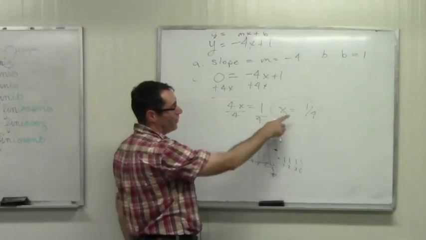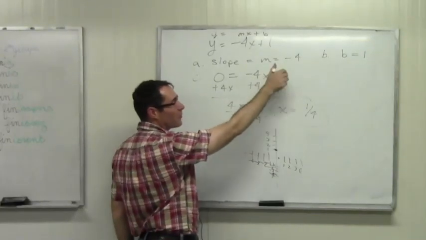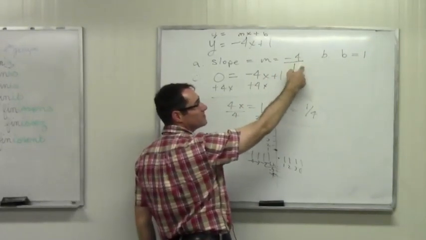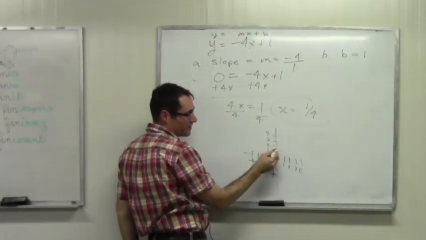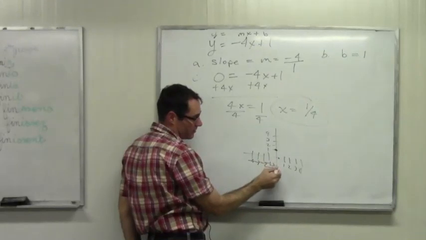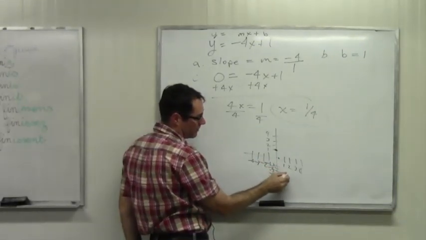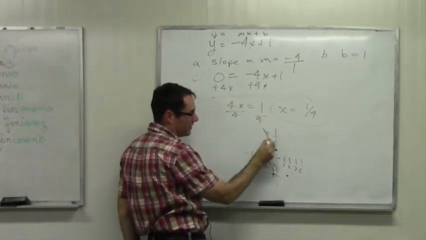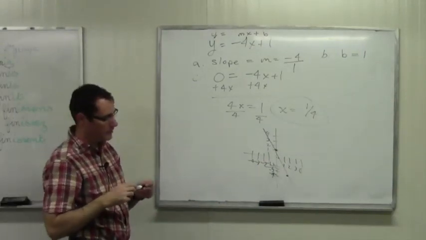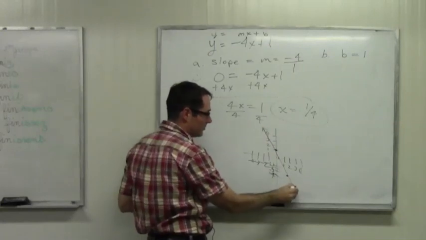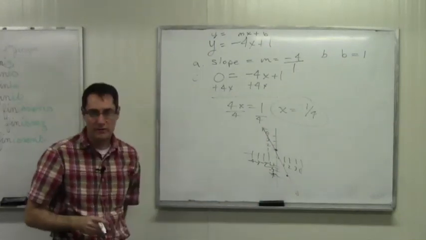Or you can say, the slope is negative 4, which means negative 4 over 1, so I go down 4 and to the right 1. If I start right there, 1, 2, 3, 4 over 1. Then you get a line that goes through all 3 of those points. You're done. You might want to put arrows on both ends, because it's a line that goes on forever.